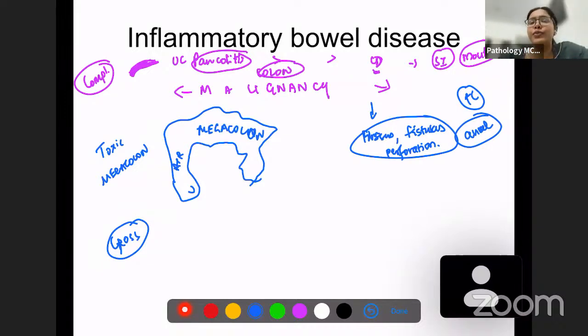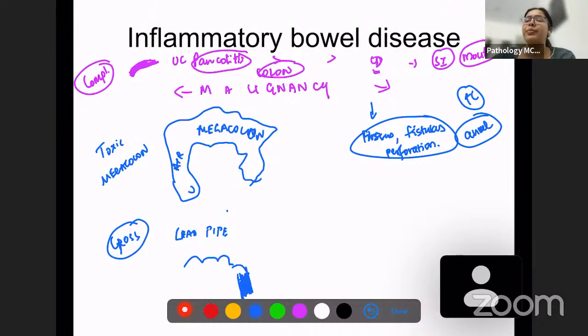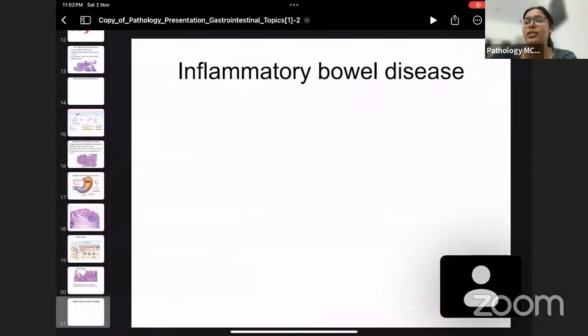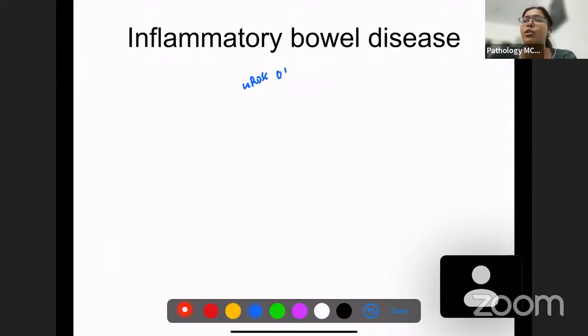Okay, gross feature: we know ulcerative colitis will have a lead pipe-like appearance because of loss of the haustra in the involved area. So it will be kind of straight in appearance. So that is the lead pipe appearance in the involved area. Grossly in Crohn's disease, we can see a few features. The first feature is what is known as cobblestone appearance.